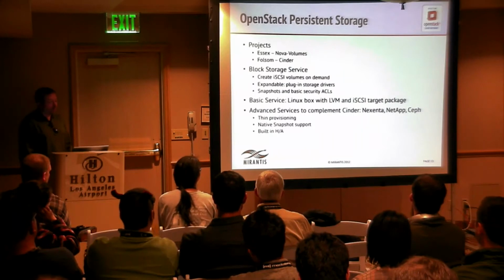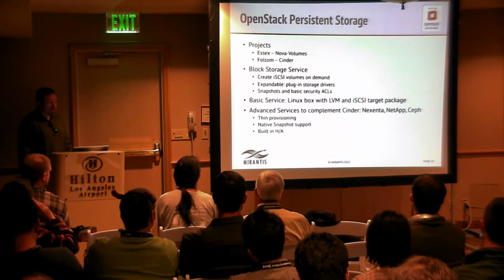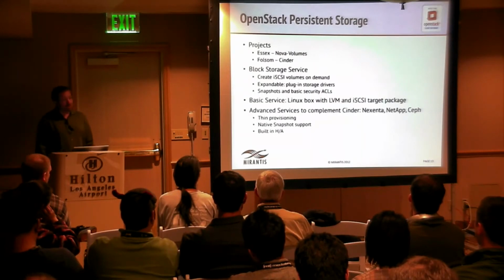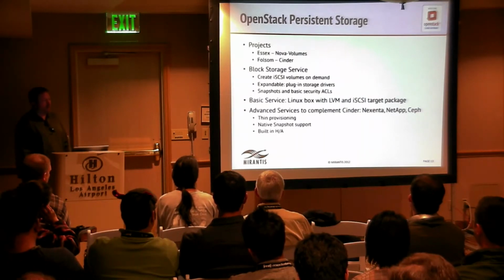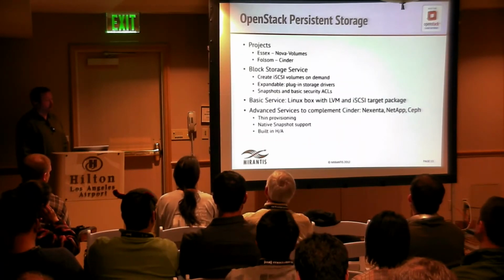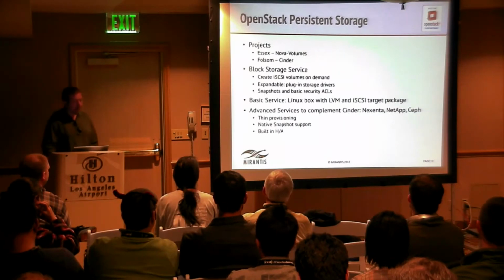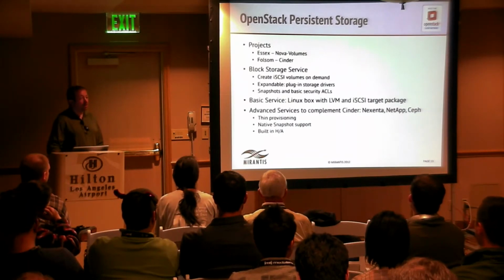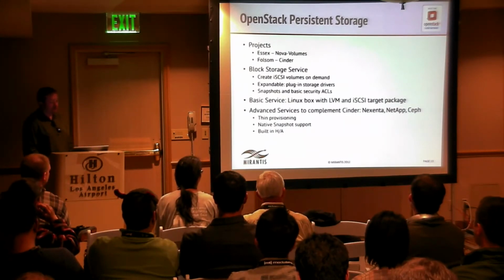The advanced service providers will provide thin provisioning. They provide native snapshot support, so snapshots will be faster. LVM is a little slow once you have a lot of snapshots involved. Obviously, these guys will have built-in HA capabilities. All of them offer that. So if you need to have HA storage, these are the folks to look at.